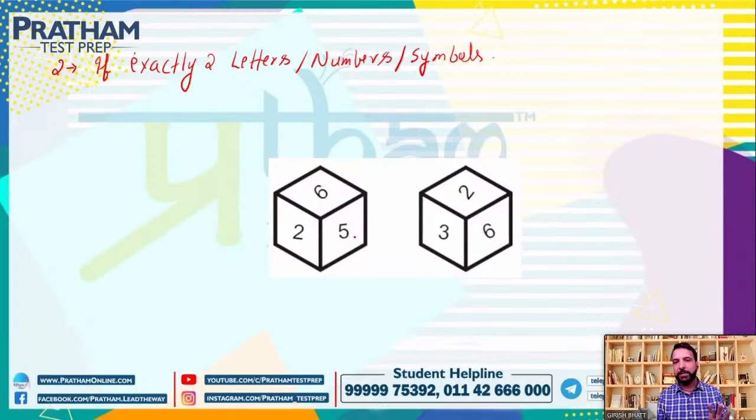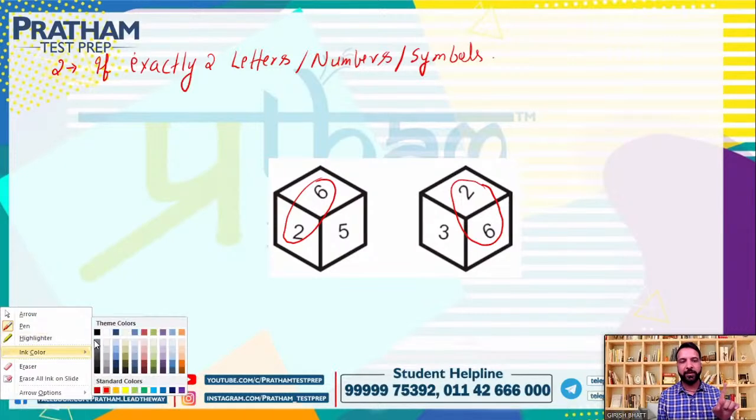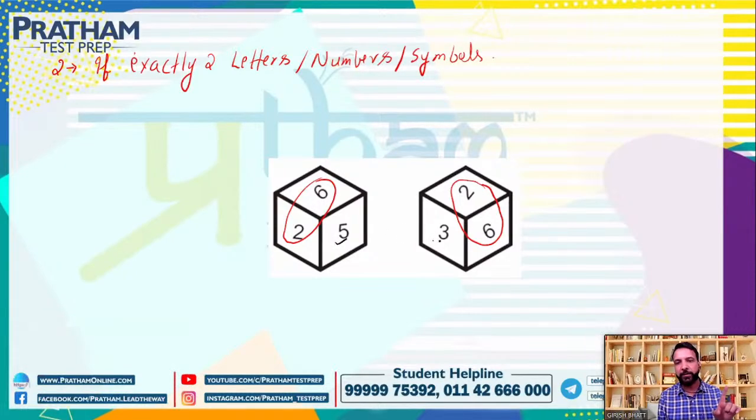Here we have two dice. Here common 6 and 2, 2 and 6. Two numbers are common. In that case, what is the approach? What is the logic? You can only answer the remaining numbers. Here the remaining numbers are 5 and 3. 5 and 3 are opposite. From this particular case, you can only answer this.